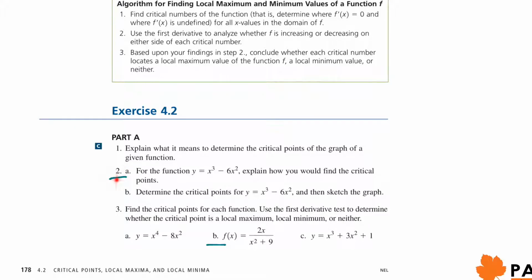4.2, Exercise 2. For the function y equals x3 minus 6x2, explain how you would find the critical points, and part B, determine the critical points for y equals x3 minus 6x2, and then sketch the graph.